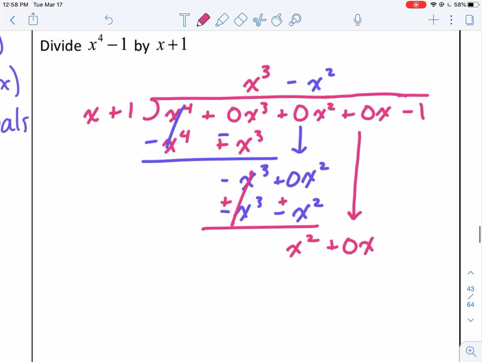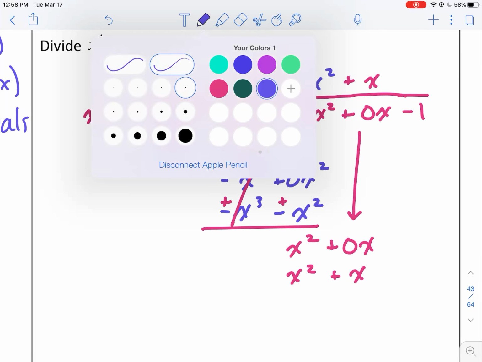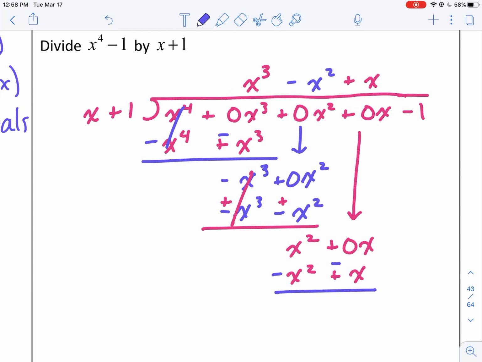All right. And then I'm going to divide. X squared by x is x. Then I have to distribute. So I get x squared plus x. Then I have to subtract. Don't forget to distribute the negative to both terms. These cancel. Negative x. Bring down the negative 1. Negative x divided by x is negative 1. Distribute. I get negative x, negative 1.